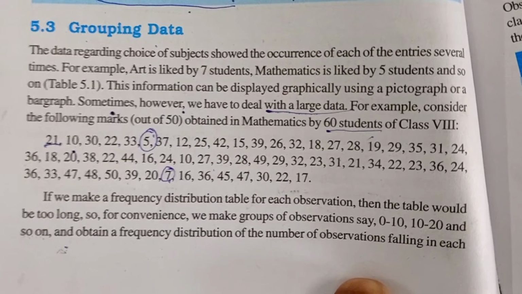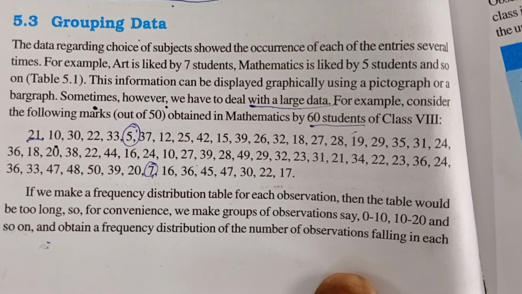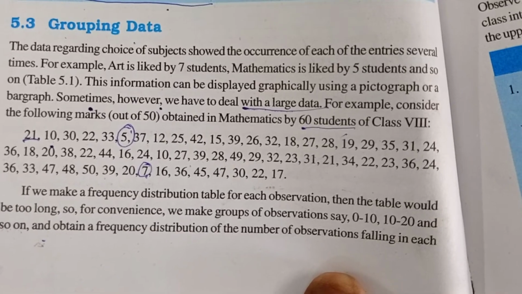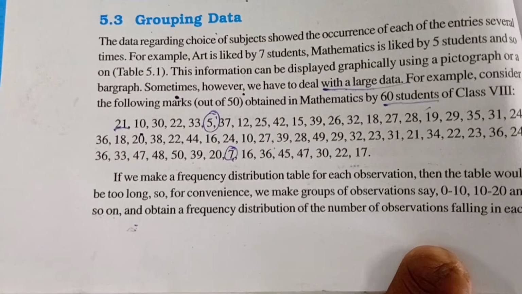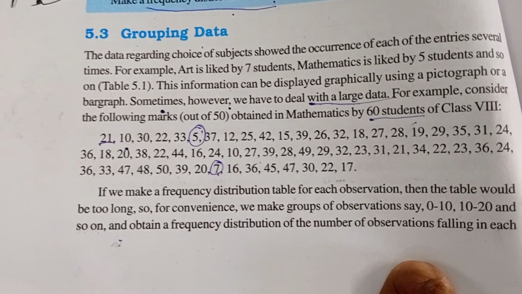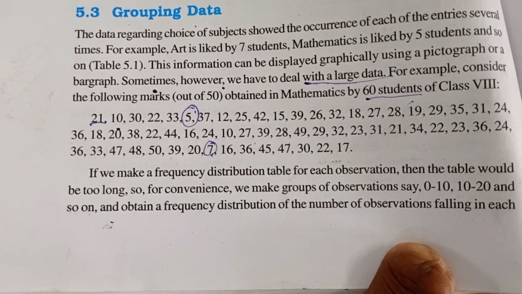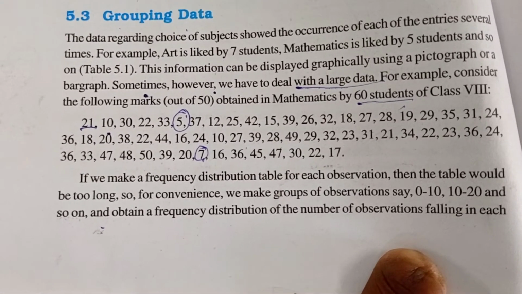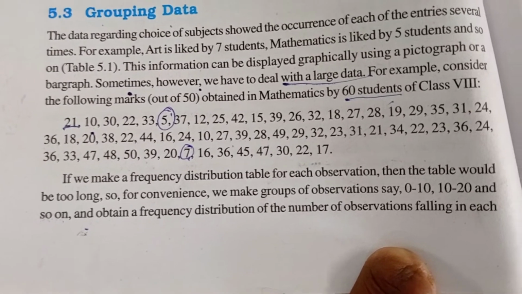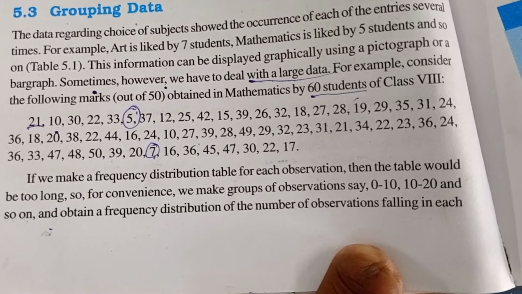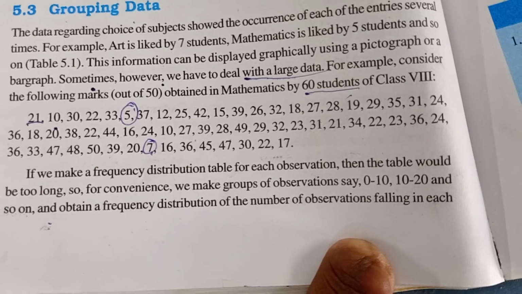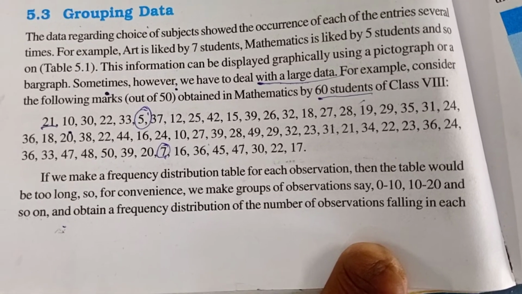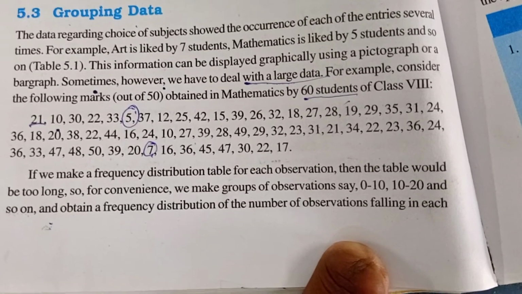Once we arrange in a group and obtain a frequency distribution of the number of observations falling in each group. See, we have marks of 60 students. It is not easy to represent by using a frequency distribution table. So when we have more observations, we arrange them in groups like 0 to 10, 10 to 20, and then we find how many observations are falling in each group.